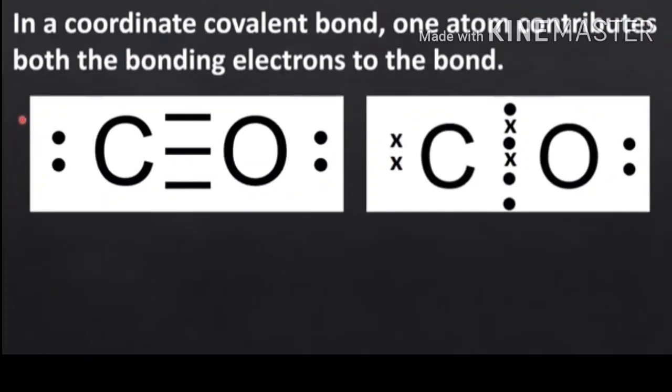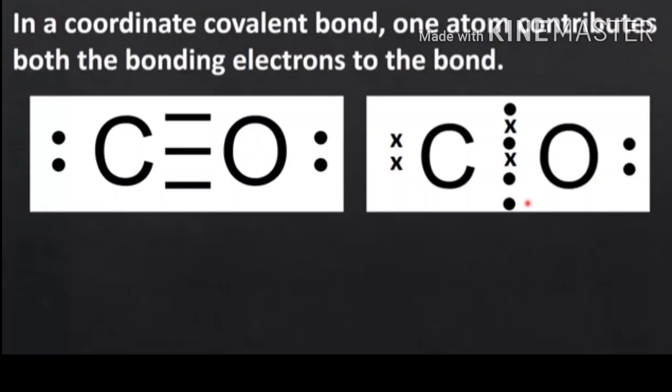Let us take an example of a coordinate bond, that is carbon monoxide. Here the valence electrons of carbon are denoted by cross, whereas the valence electrons of oxygen are denoted by dot, so that we can easily distinguish between these two atoms' electrons.